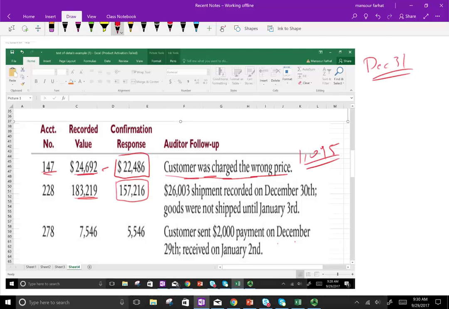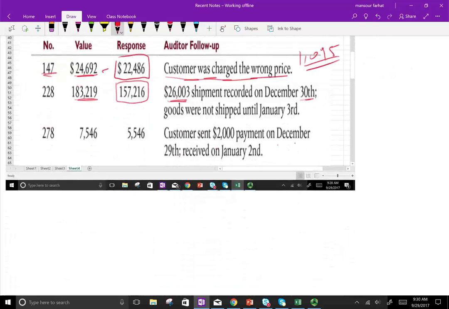We looked into the issue, and what we found out is a $26,003 shipment recorded on December 30th. So we recorded the shipment. The goods were not shipped until January 3rd. What does that mean? On a timeline, this is what happened. This is 12/31. So what we did is we recorded the shipment here, but it did not take place until here.